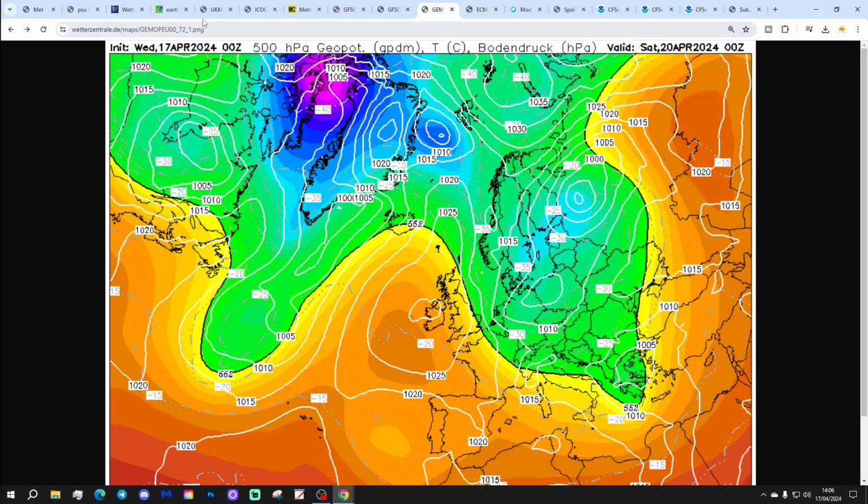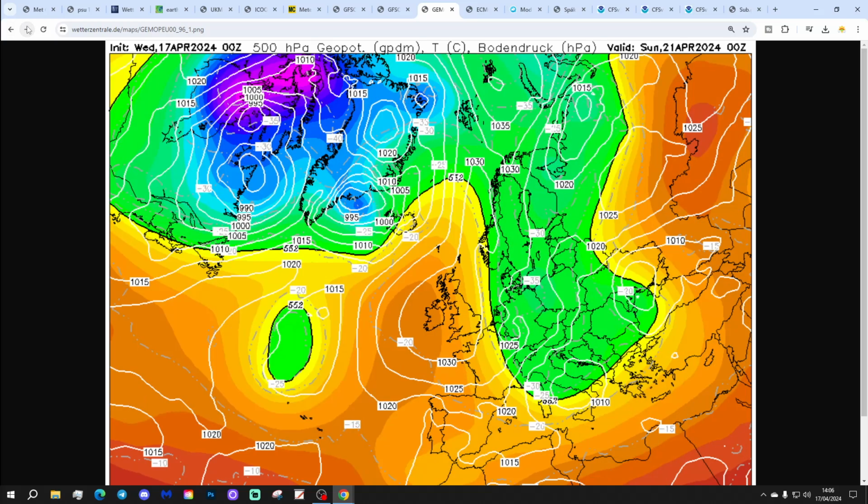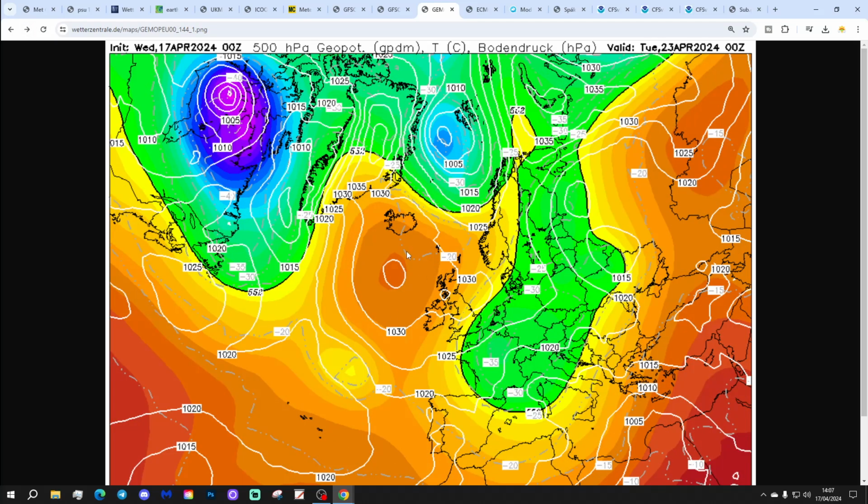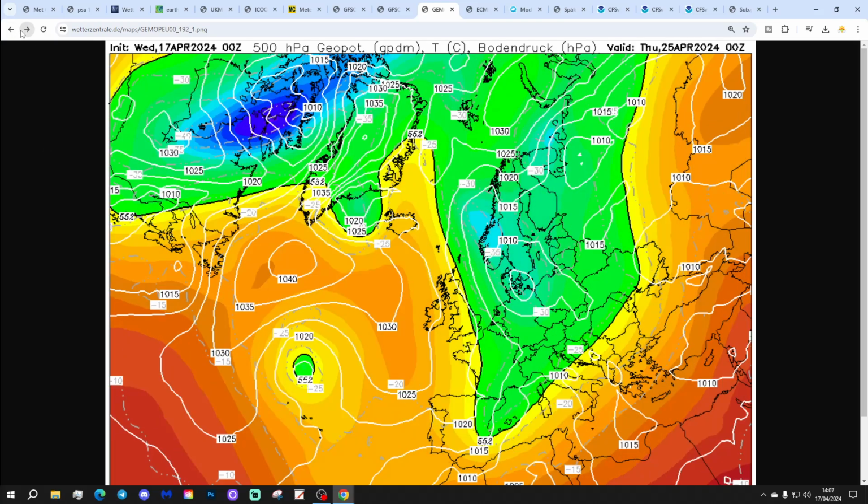Okay, GEM. Again, that area of high pressure building in from the west as we go through the weekend. Mostly dry, but could be a little bit on the cool side around the southeastern coast, but I think the temperature probably lifts up under that area of high pressure by day anyway through the weekend. But into the beginning of next week, the high pressure drifts away to the northwest, and that allows cooler or colder air to start coming in from the east and from the north.